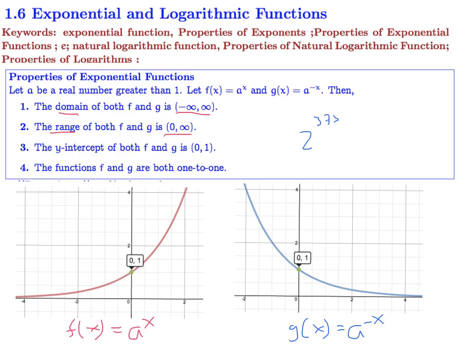And finally, both of the functions are 1 to 1. Now remember back to when we talked about inverse functions. This is a really important thing because property 4, since they're 1 to 1, these have inverses. And that's going to be incredibly important for what happens next.